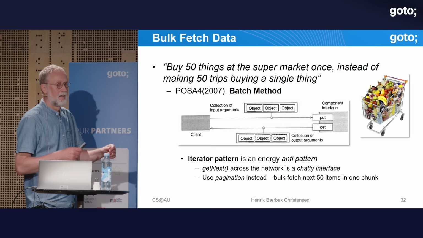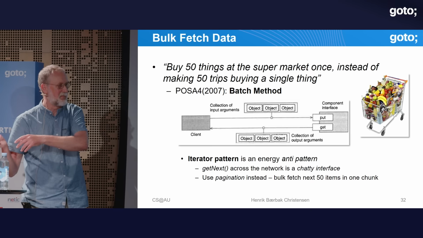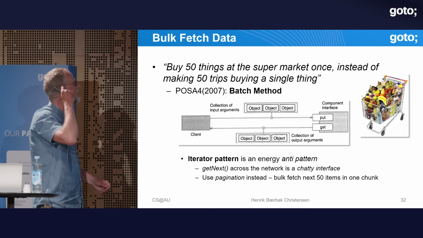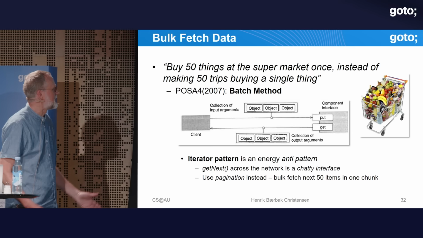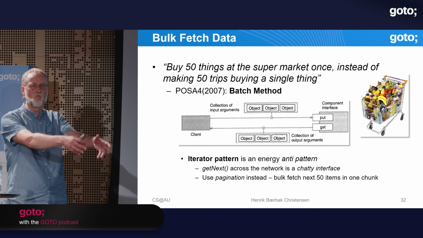Buy a lot of stuff at the supermarket in one go, you know. Going to the supermarket, then driving back, and then found, we forgot milk, and then go to the supermarket and buy milk, and then you go back, and we forgot to buy bananas, you know. It's not efficient. Same thing about network traffic. And there's a lot of different names for it, but it's called batch method. Basically, transfer a lot of the information you need now and in the immediate future in one big bulk instead of doing a lot of talking.